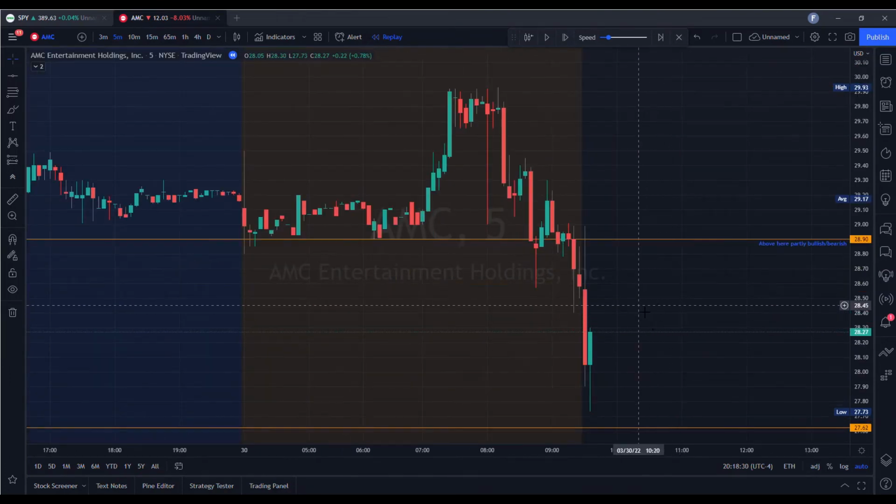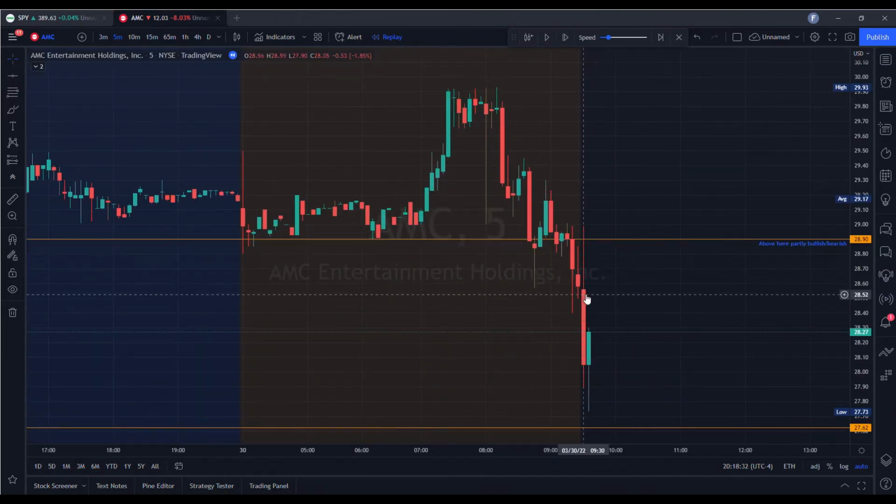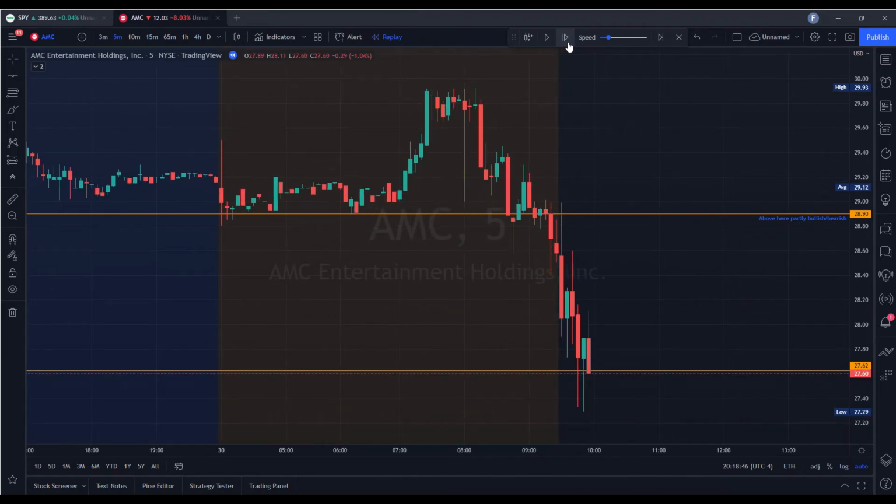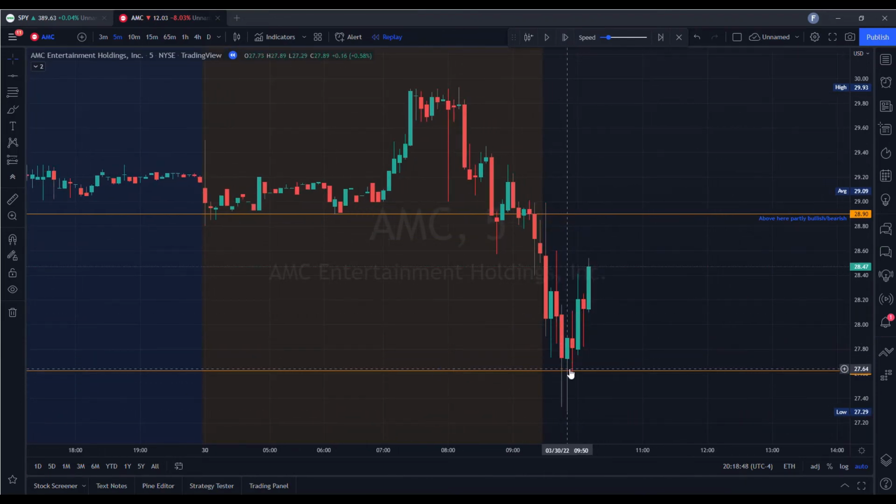So that day, the open comes, right? Open is this ginormous candle. It tries to get above, fails to get above, starts wicking down. You already made your plan using the previous levels from the day before. You go bearish. Boom. AMC is just having a great time. If you notice where it bounces, it wicks down pretty far because AMC is known to be a volatile stock.